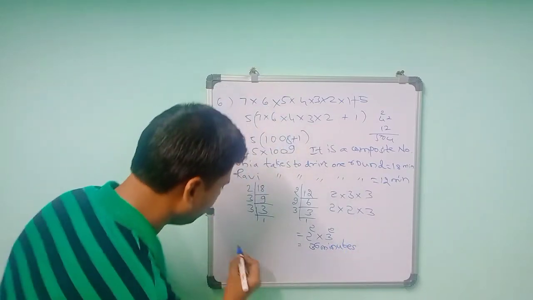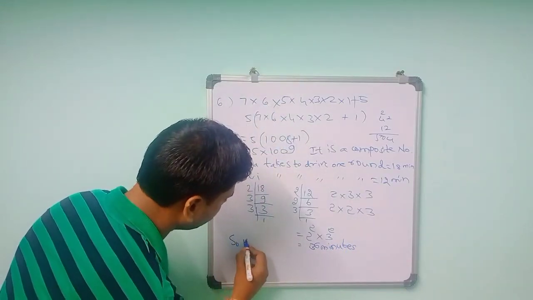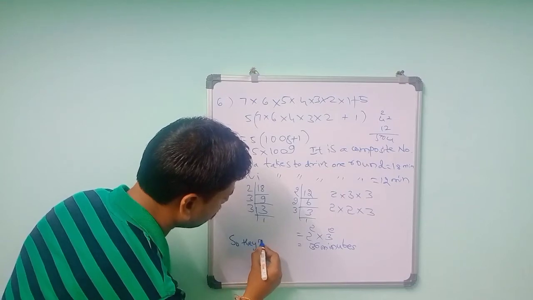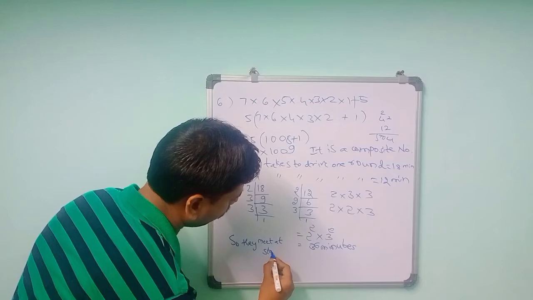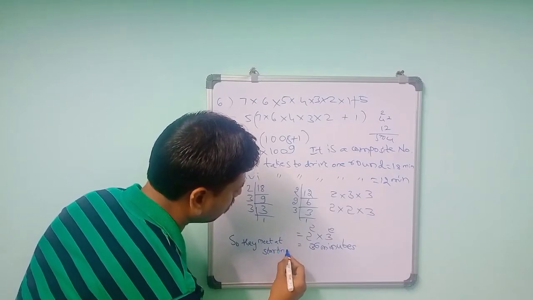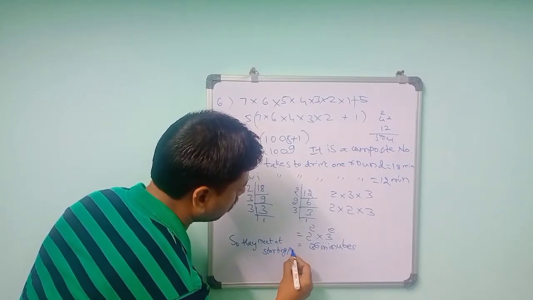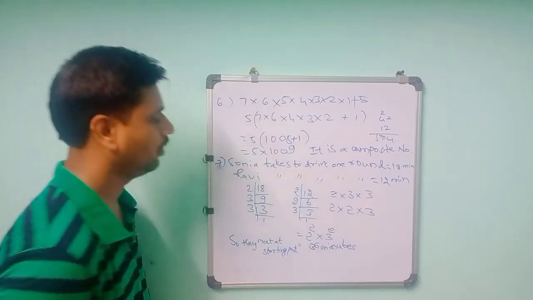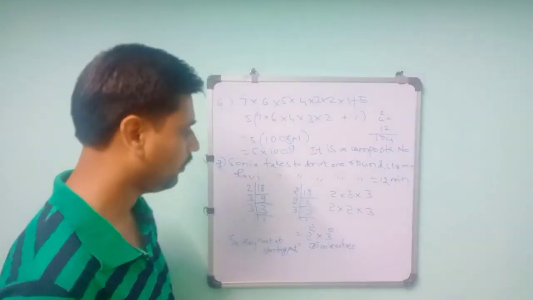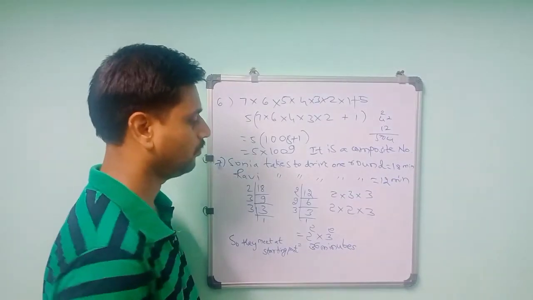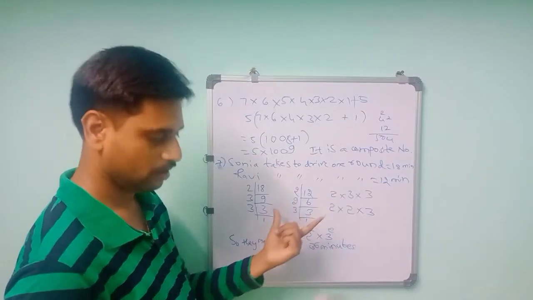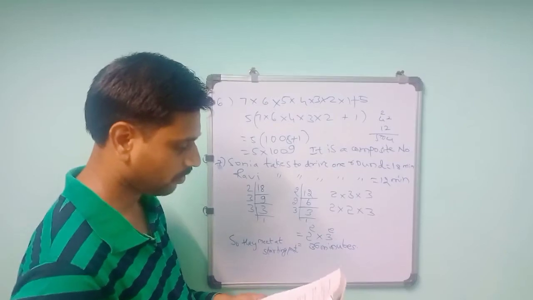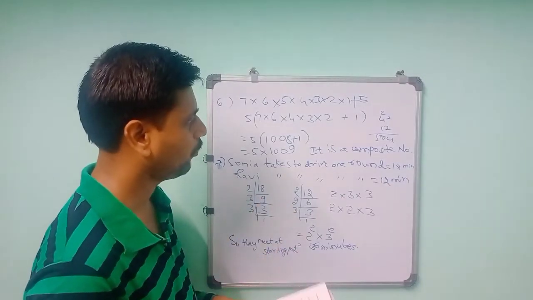So they will meet at the starting point at 36 minutes. If the same direction and the same starting time are given, then you have to take the LCM.